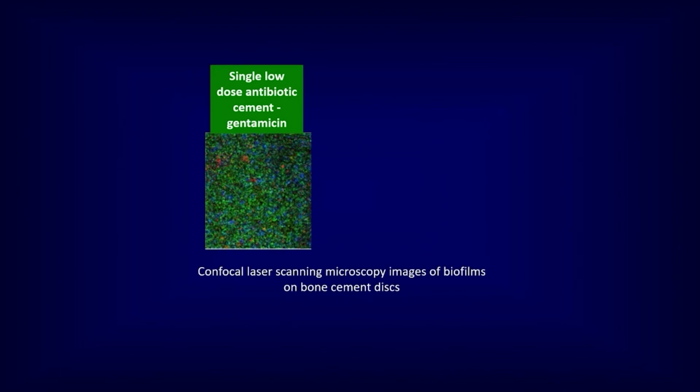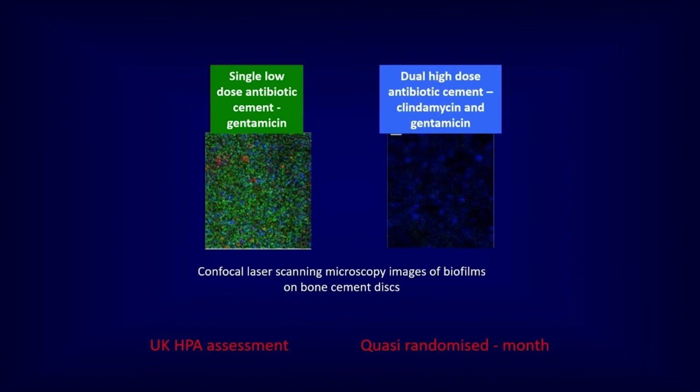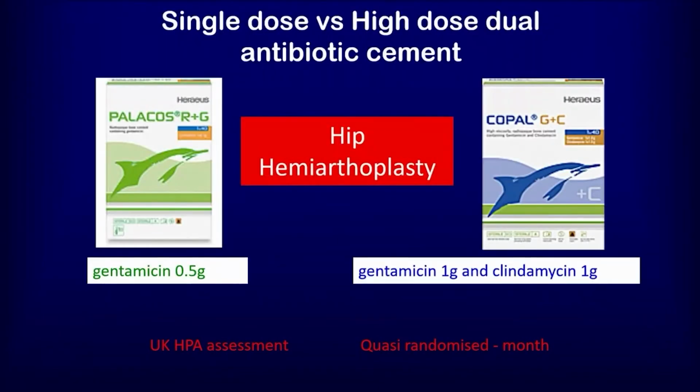If you take high-dose dual antibiotic cement, this is clindamycin and gentamicin, Copal cement, you'll see just the blue staining in the background, which is essentially extracellular polysaccharide, and there's no bacteria growing on there. So you don't get bacteria growing on cement which has high-dose dual antibiotic, at least in the relatively short term. So we decided to do a pilot study.